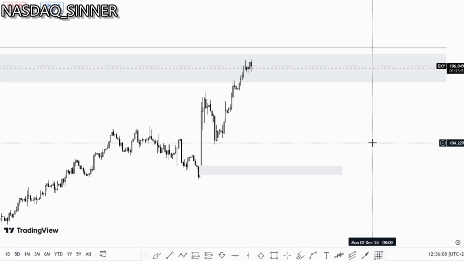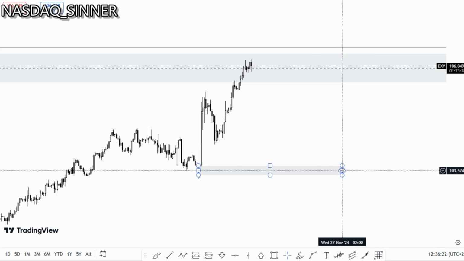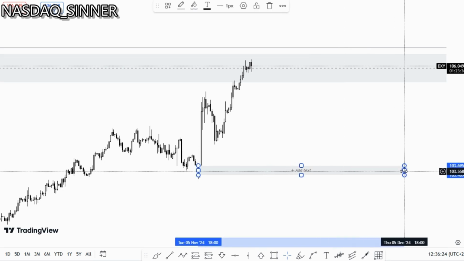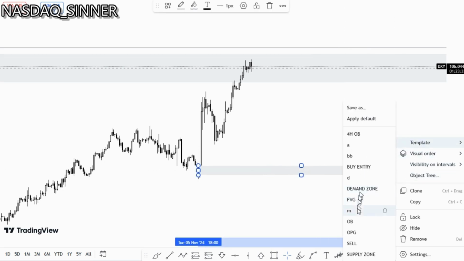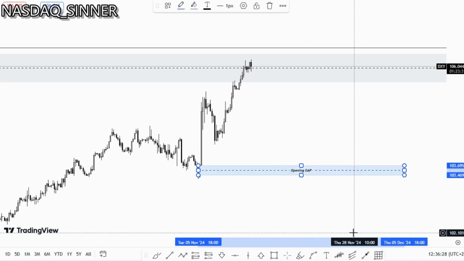And guys, I repeat again, this is not financial advice, and it's not compulsory for you to take the same direction as me. These are my personal observations and my personal bias when it comes to the market, right? So I'm going to template this one as my opening gap, and then we're going to see something else from that point.